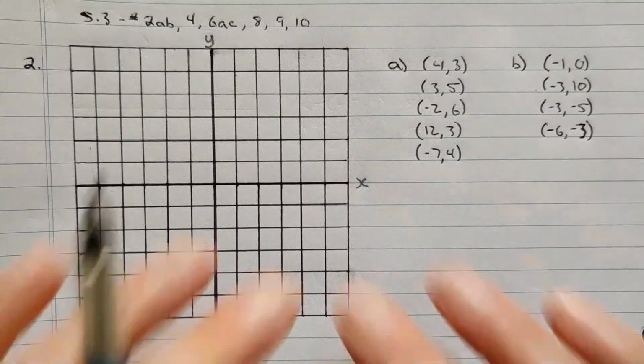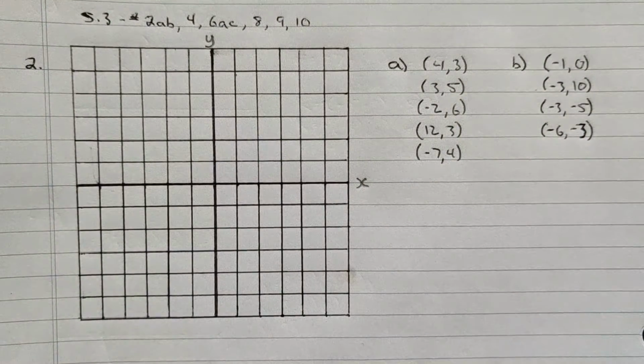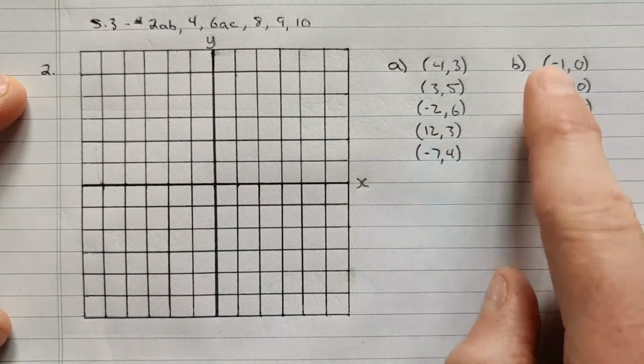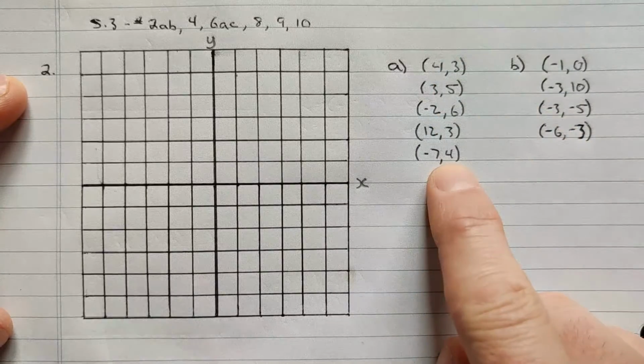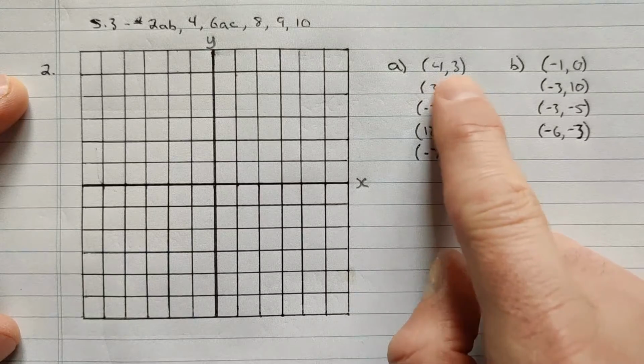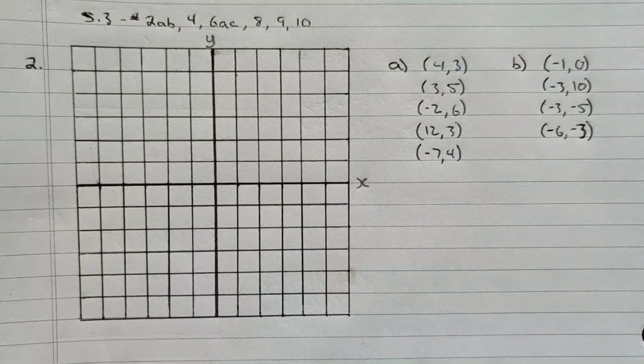And so now I have my grid. I've labeled it X and Y. And then I have my list of points. So these are those ordered pairs. Ordered meaning they're in order of x, y, and they're in parentheses, and these provide the coordinates on the grid.